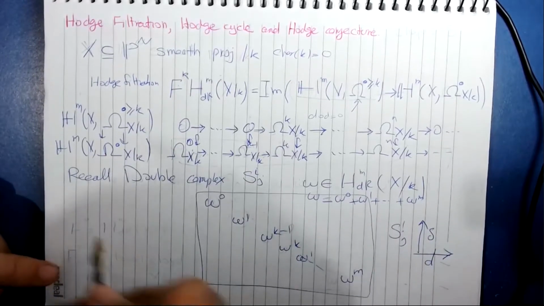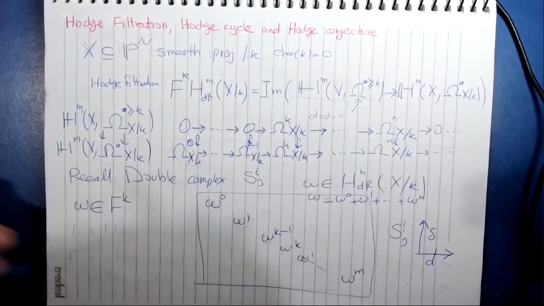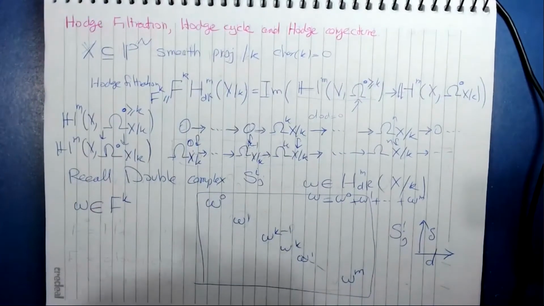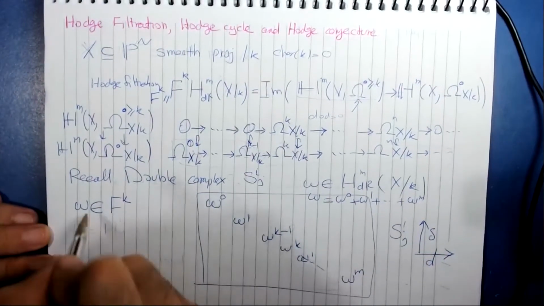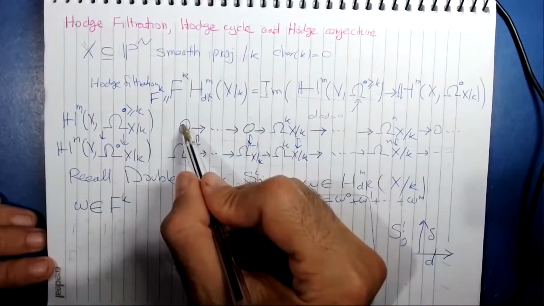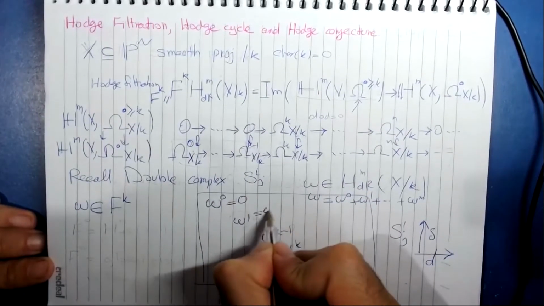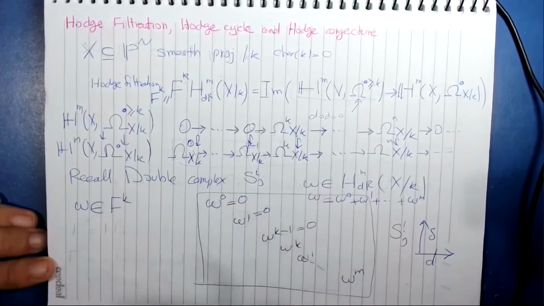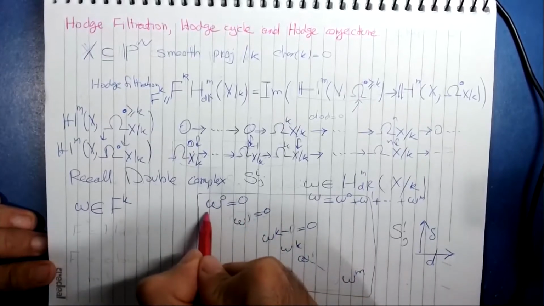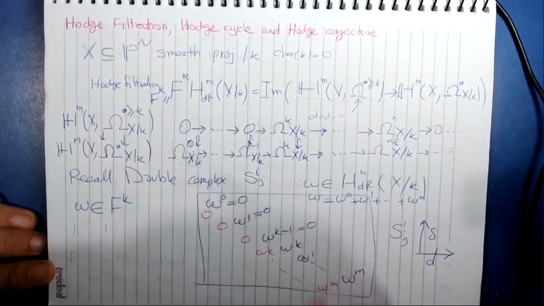If this element is in F^k, by the way, for simplicity we sometimes just write F^k here and don't write the cohomology itself. Then what this means is that we don't have a 0 form, we don't have a 1 form, we don't have a (k-1) form. So this element will have omega_0 until omega_(k-1) equal to 0. At the end of the day, an element of F^k of the hyperhomology is given by 0, 0, 0, and then starts omega_k, up to omega_m.